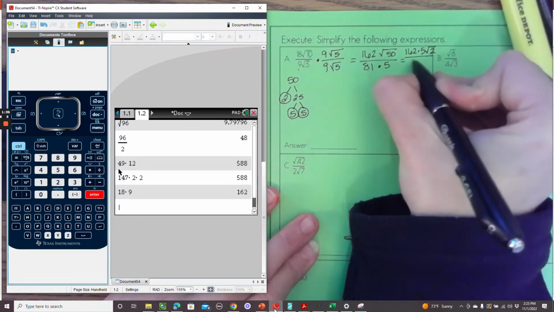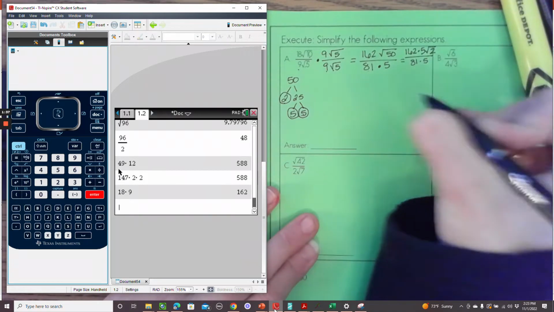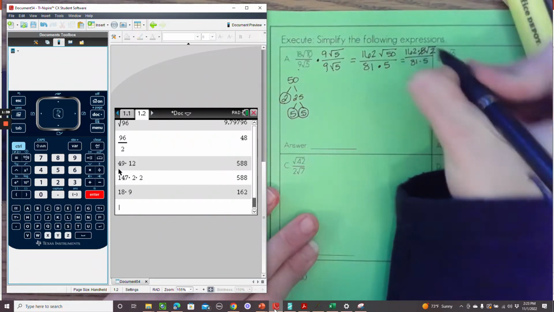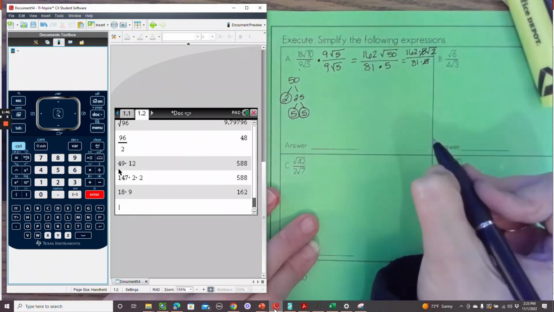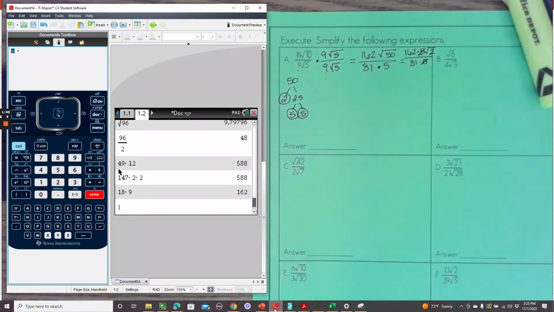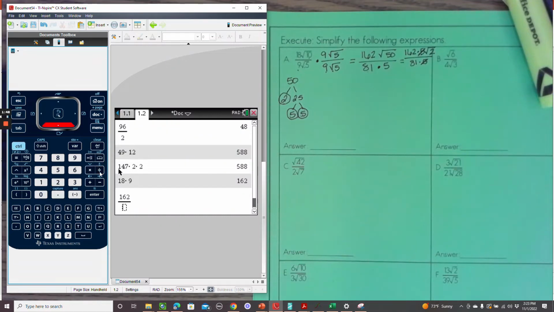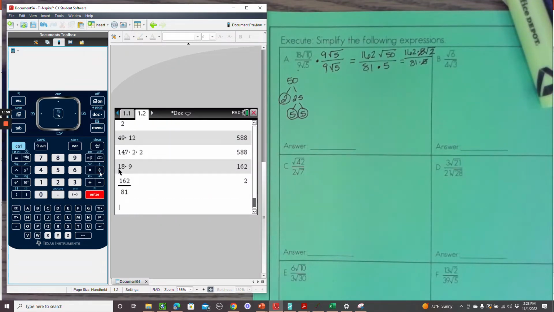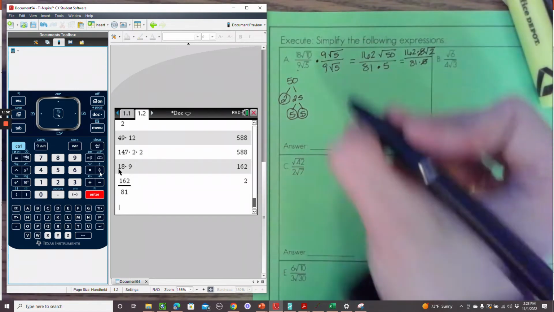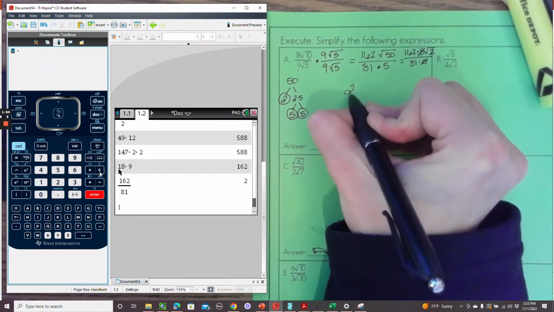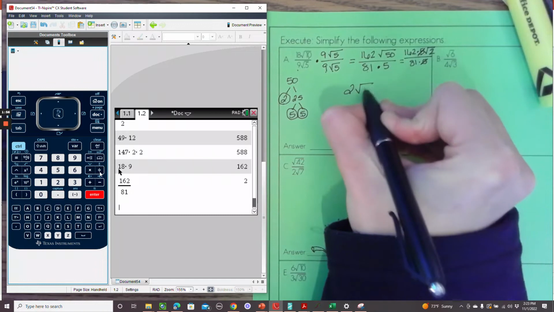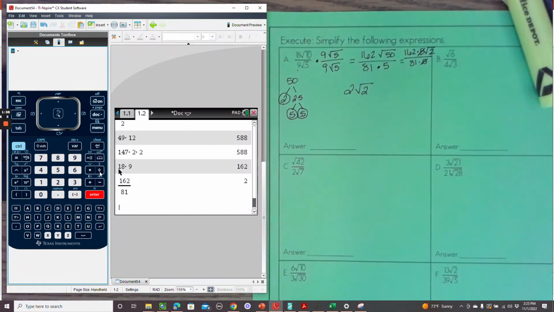Now, 81 times 5, I'm going to go ahead and take care of a little business here. This 5 and this 5 will cancel each other. So all I'm left with is 162 over 81. So I'm going to type that fraction into my calculator. It simplifies down to a 2. So all I'm left with is a 2 and then the square root of 2.